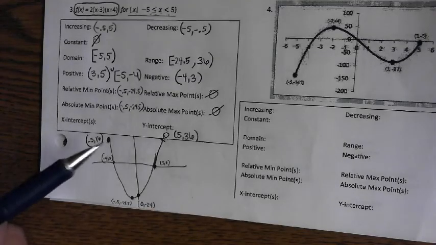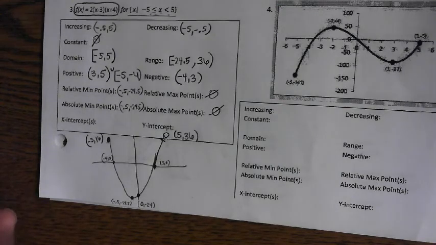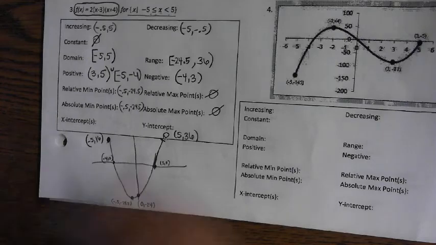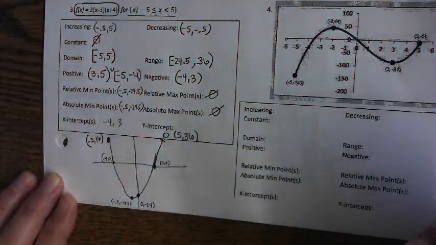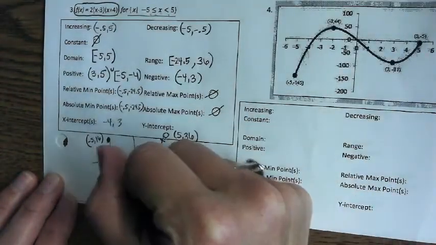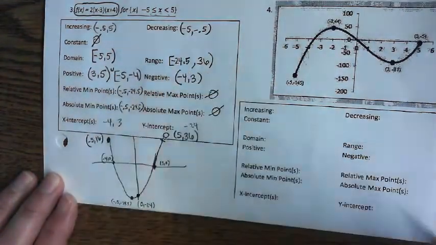That's not the absolute, the graph gets above 16. So it's not the absolute highest point on the graph, so no. Does that make sense? We have our x-intercepts at -4 and 3, and our y-intercepts at, what do we say, -24.